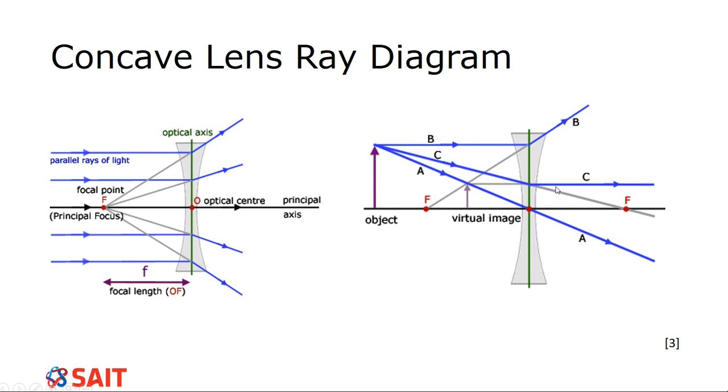So a real image is on the other side of the lens. A virtual image is on the front side of the lens with the object.